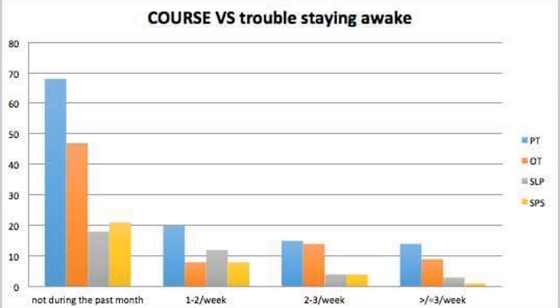For the respondents of trouble staying awake this past 2 to 3 weeks, 15 came from PT, 14 from OT, 4 for SLP, and 4 for SPS. There were 14 respondents of trouble staying awake this past 3 weeks or more, from PT, 9 from OT, 3 for SLP, and 1 from SPS.